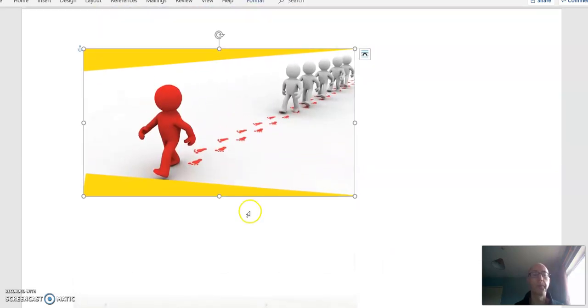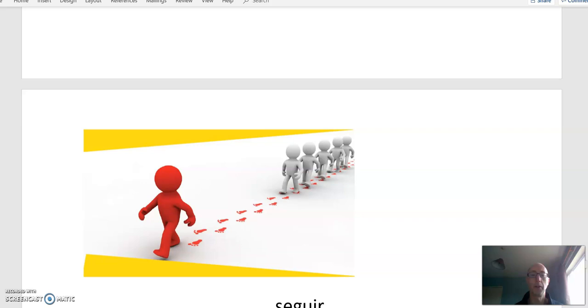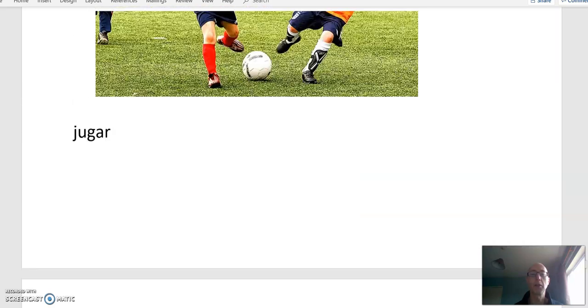And the last one, to continue. Seguir. How does this change? It has the E. Is it type 2 or type 3? This one is type 3. In other words, it changes from E to I. Seguir. Okay, that's enough. Let's do some practice.